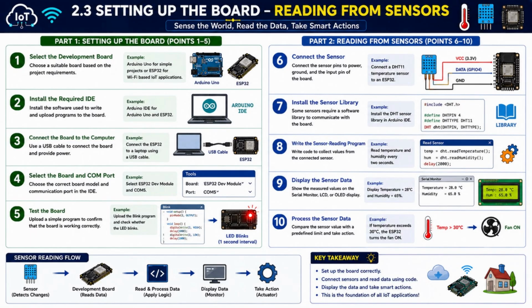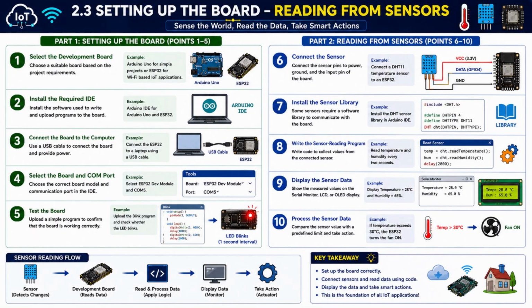For example, to make it easy to understand, select ESP32 development module, that is the circuit board or controller, and the port number COM. It will display 5 also, COM 5. That you have to check in the checkbox, then enable it. Next, we have to test the board also. For that, we have to upload a simple program to confirm that the board is working correctly or not.